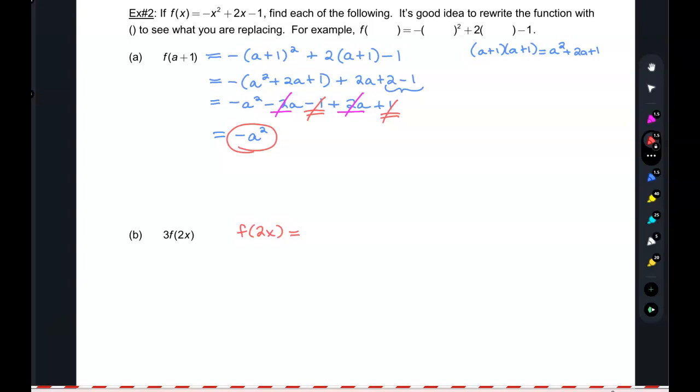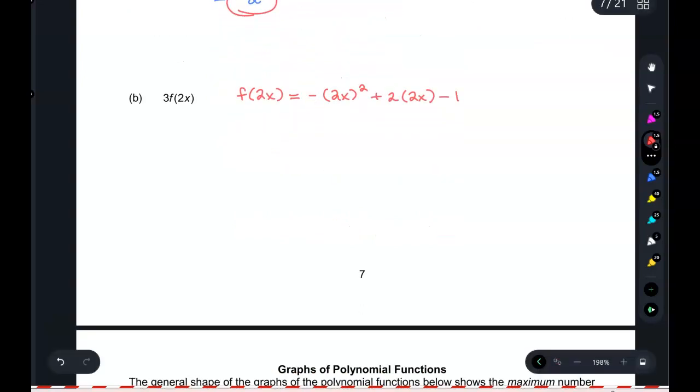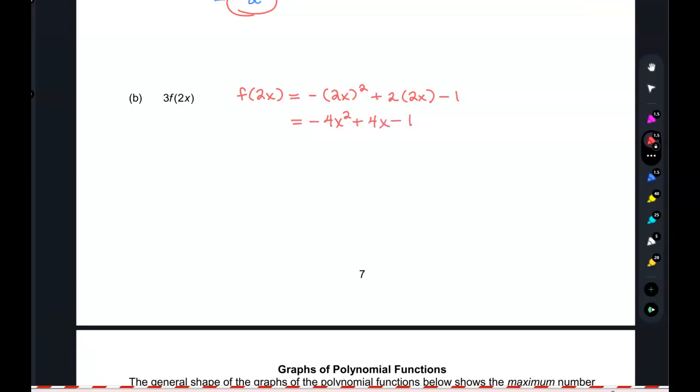Okay, so everywhere I see an x, I have a negative 2x squared, and then I'm going to put 2x squared plus 2 times 2x minus 1. Remember I told you it's a good idea to put whatever you're substituting in parentheses because you don't want to forget to distribute that. So what do we get from here? So that'll be a negative 4x squared plus 4x minus 1.